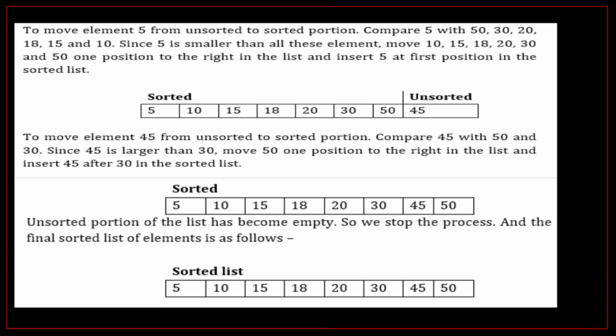The unsorted portion of the list has become empty, so we stop the process and the final sorted list of elements is 5, 10, 15, 18, 20, 30, 45 and 50. This is the sorted list in ascending order.